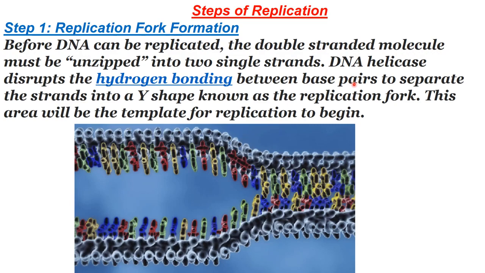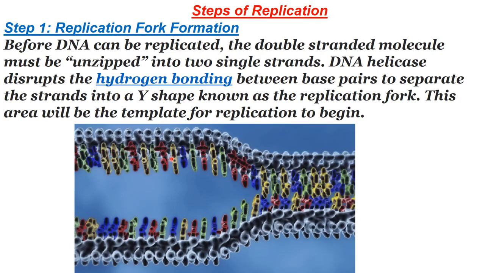As you know, base pairs are present in the two strands of DNA, and these nitrogenous bases are making hydrogen bonds, double bonds and triple bonds. These hydrogen bonds are broken by the DNA helicase enzyme so that the two strands can separate. These separated strands will make a Y-shaped structure, and this structure will be called the replication fork. This area will be the template for the replication to begin.